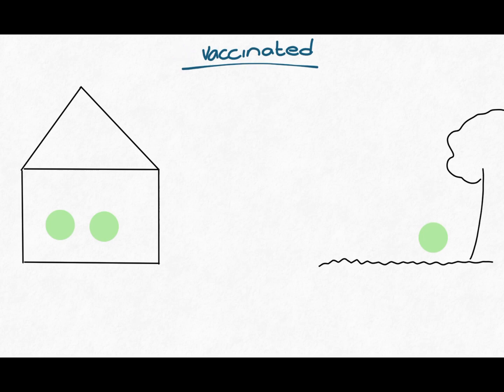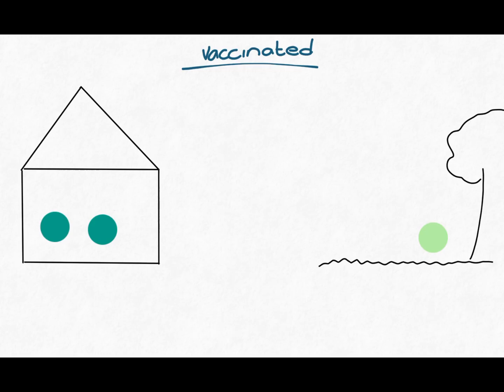But let's say that you are vaccinated. Same thing happens. You go to the park. But now, because you're vaccinated, the pathogen does not get enough time to replicate within your cells. So when you get home, your body's immune system has already eradicated the pathogen, meaning that you cannot pass on the disease to the person living with you.